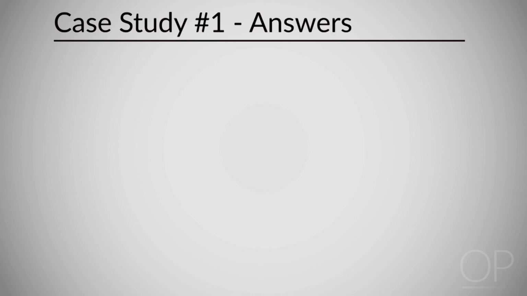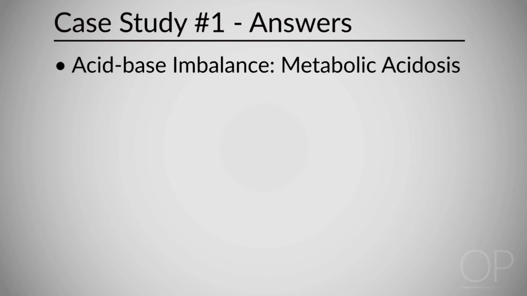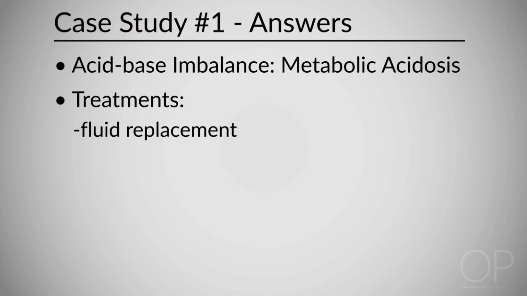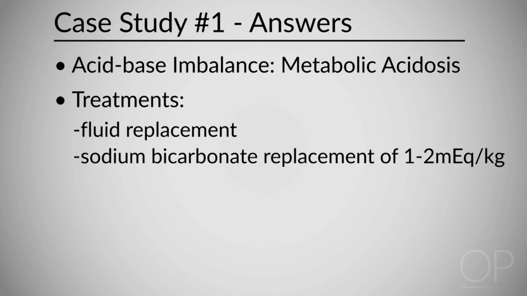The answer to case study number 1 would be metabolic acidosis. The possible treatments would be: 1. The low central venous pressure, low blood pressure, and tachycardia may be indicative of hypovolemia. Fluid replacement would be appropriate. If the hematocrit is low due to ongoing bleeding, red blood cells would be the best fluid replacement option. Number 2, a sodium bicarbonate replacement of 1 to 2 milliequivalents per kilogram would address the bicarbonate deficiency. And 3, an increase in the dopamine may improve contractility of the heart, thus improving cardiac output.